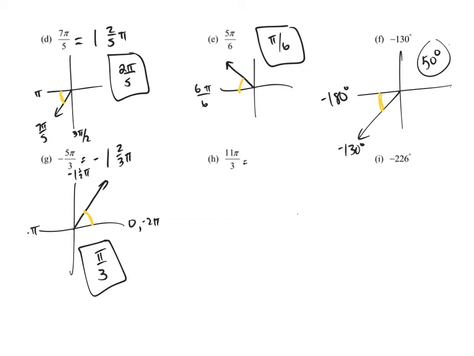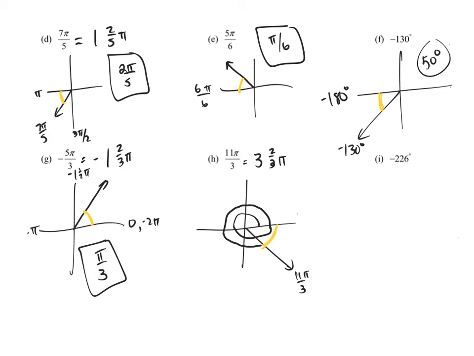Now for 11 pi over 3, that's actually going to be the same thing as 3 2/3 of a pi. So if we think about 3 2/3 of a pi, 1 pi is going to get me here, 2 pi is going to get me here, and then 3 pi is going to get me here, and then another 2/3 of a pi is actually going to put me in quadrant 4. And so this is going to be quadrant 4 right here, this 11 pi over 3. So the reference angle is going to be this angle that goes back to the x-axis.